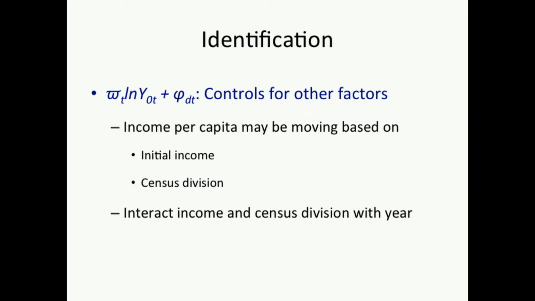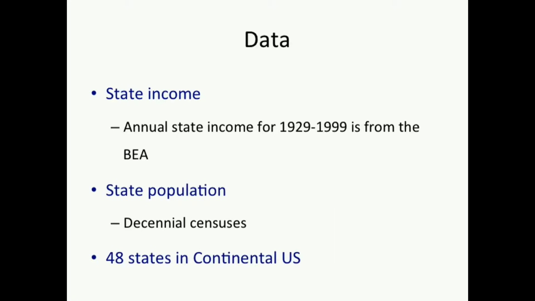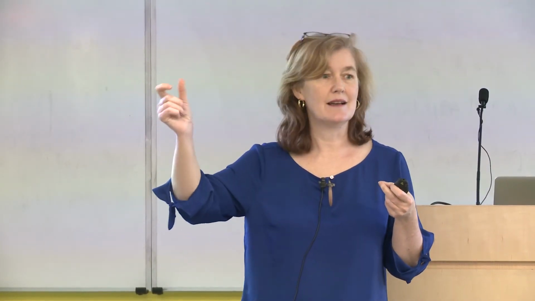These are, just as I said, to capture anything that might be happening either based on initial income or based on census division. So our data, the state income data, come from the BEA and population from the censuses. I should mention, because this actually is pretty important, that we exclude Alaska, Hawaii, and the District of Columbia. And the reason we do that is partly because Alaska and Hawaii come into the data relatively late. District of Columbia is its own funny little beast.